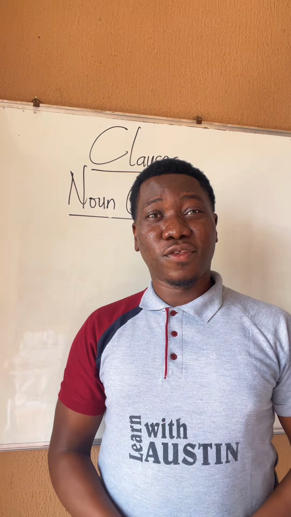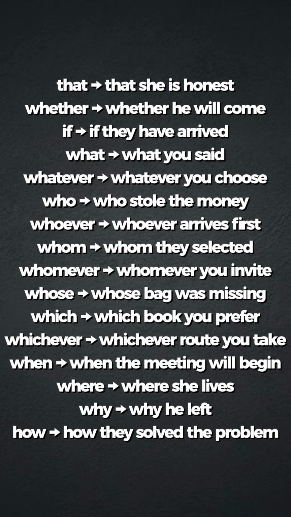You have words such as who. I know who did this. Who did this? The object of the verb know. You have other words like whoever. You have if. You have what.